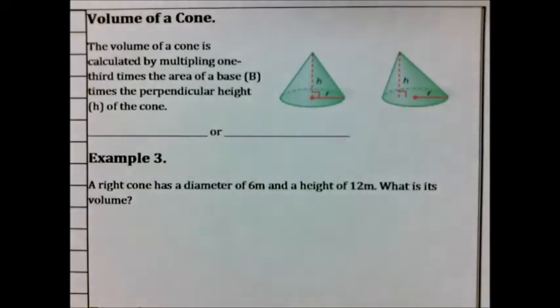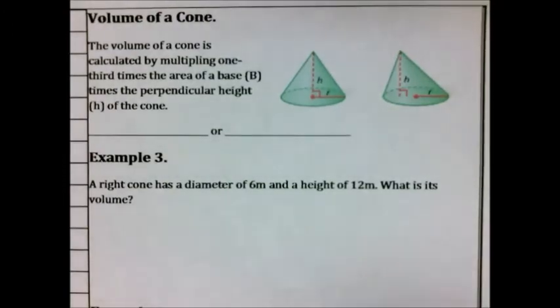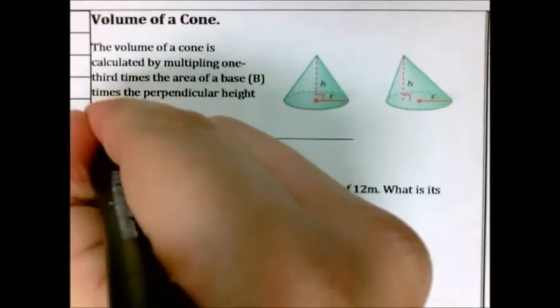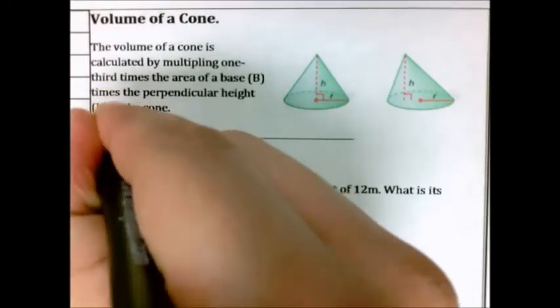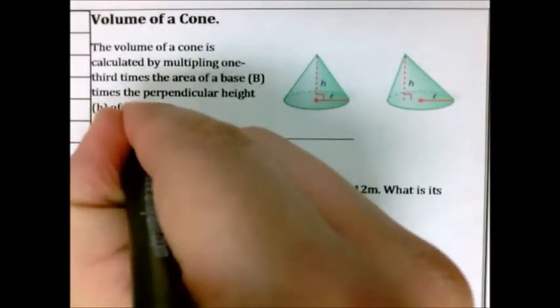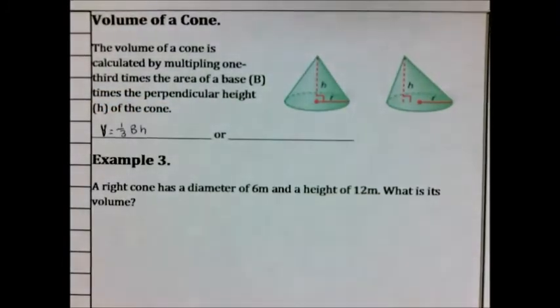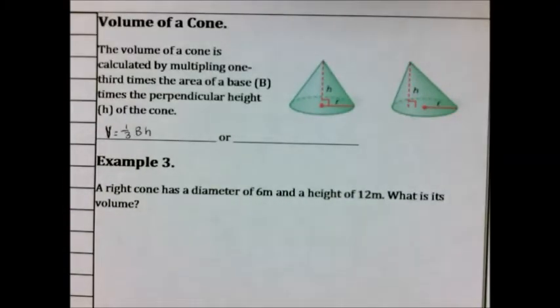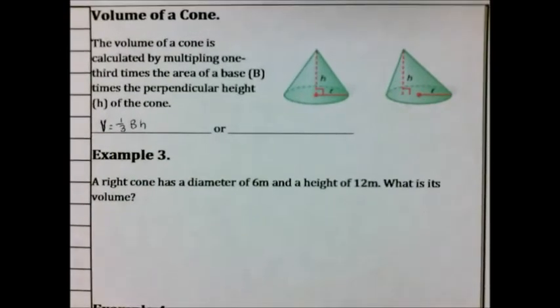Now I know you can't get enough of this volume stuff, so let's take a look at the volume of a cone. The volume of a cone is calculated by multiplying 1/3 times the area of the base times the perpendicular height of the cone. Okay, and so that can be written out as 1/3 times the area of the base times the height of the cone. 1/3 base times height, which you see is the exact same formula for the volume of a pyramid. We're using the exact same formula.